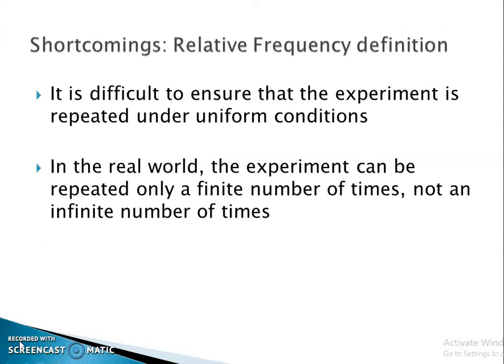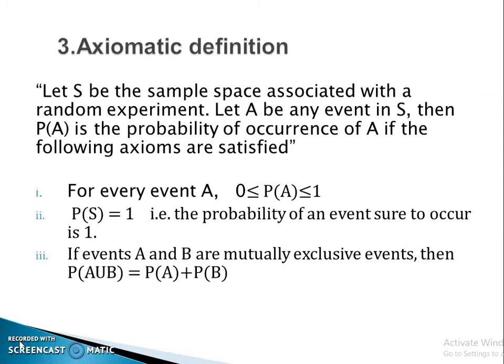The above definition is criticized on the following grounds. It is difficult to ensure that the experiment is repeated under uniform conditions, and in the real world, the experiment can be repeated only a finite number of times, not an infinite number of times. Due to shortcomings in the classical and relative frequency definitions, the axiomatic definition was proposed by Russian mathematician A.N. Kolmogorov in 1933, where axioms are statements which are reasonably true and are accepted by everyone without seeking any proof.